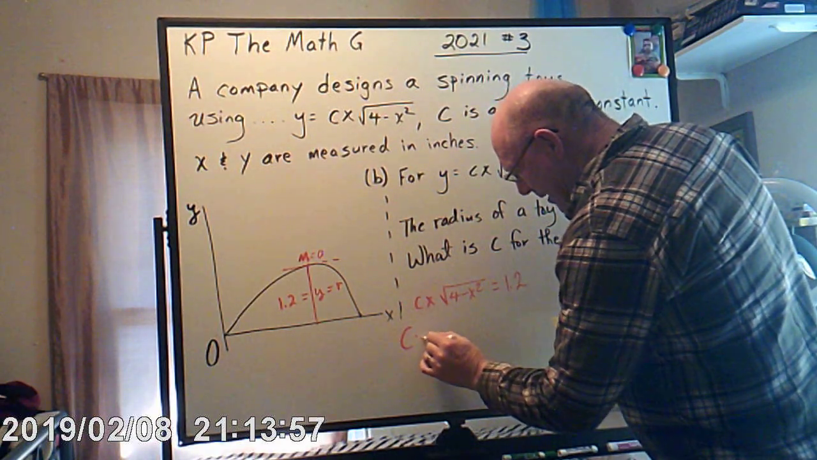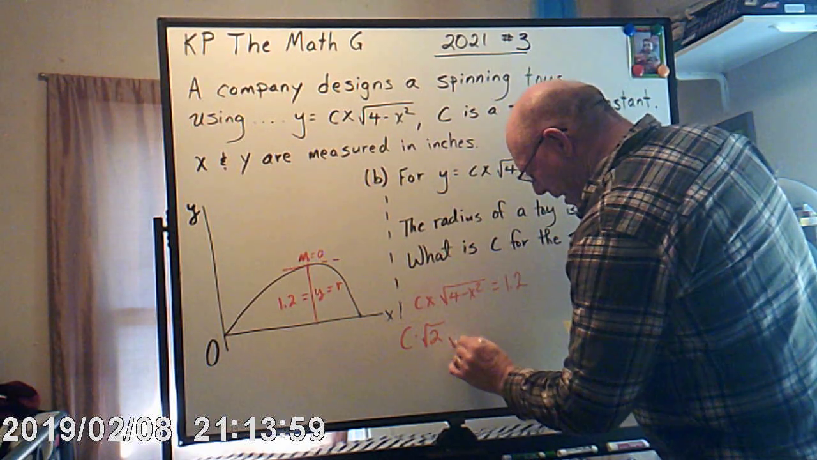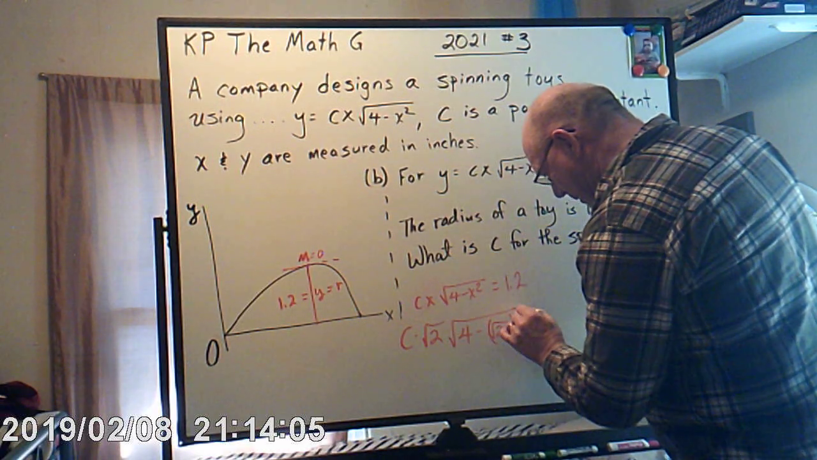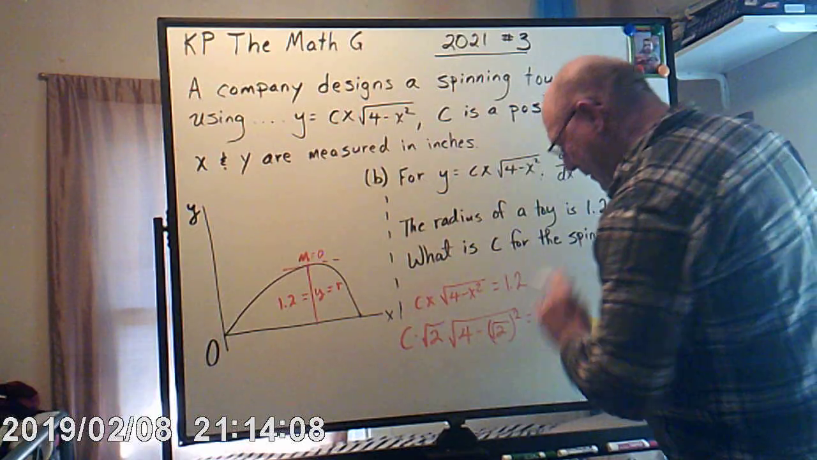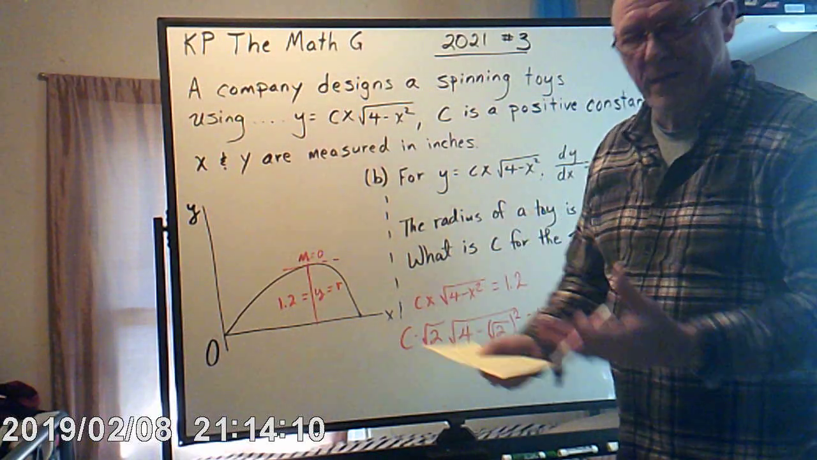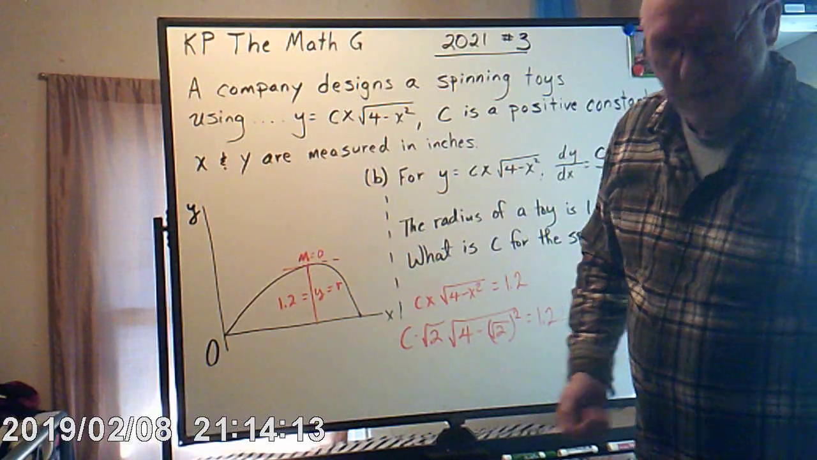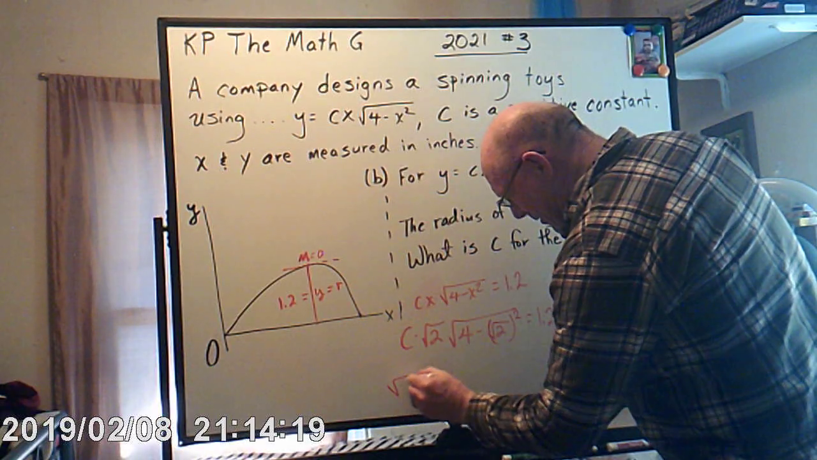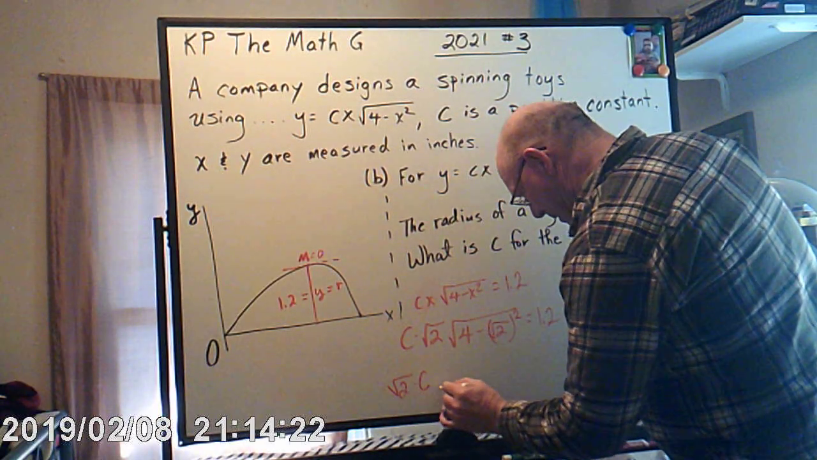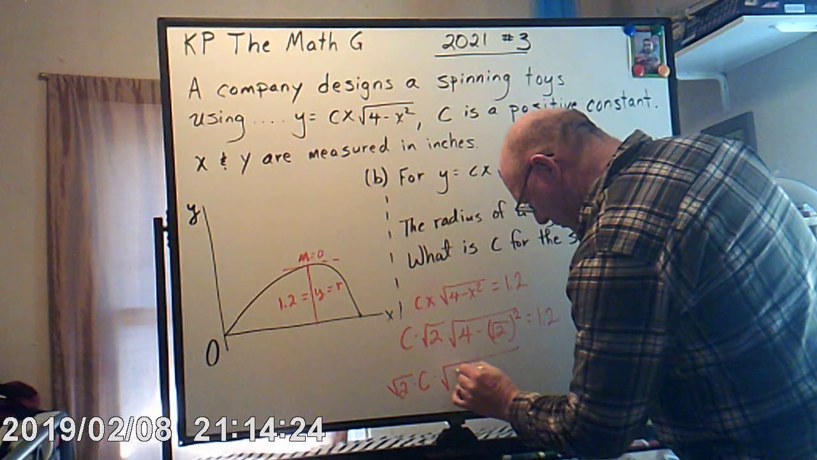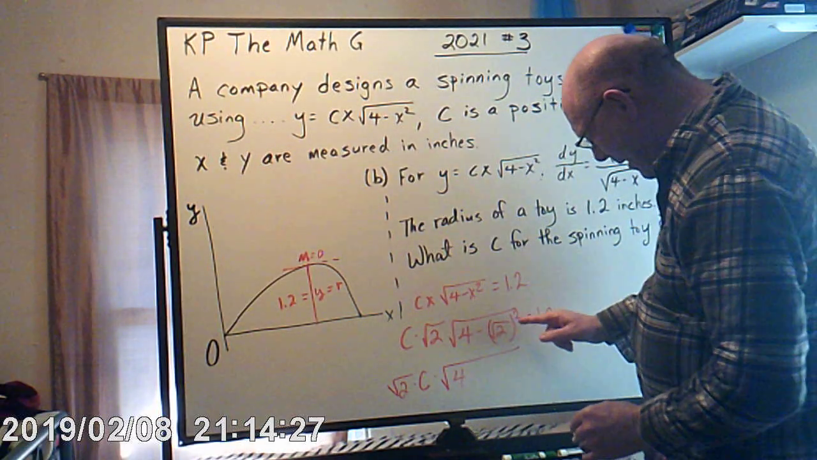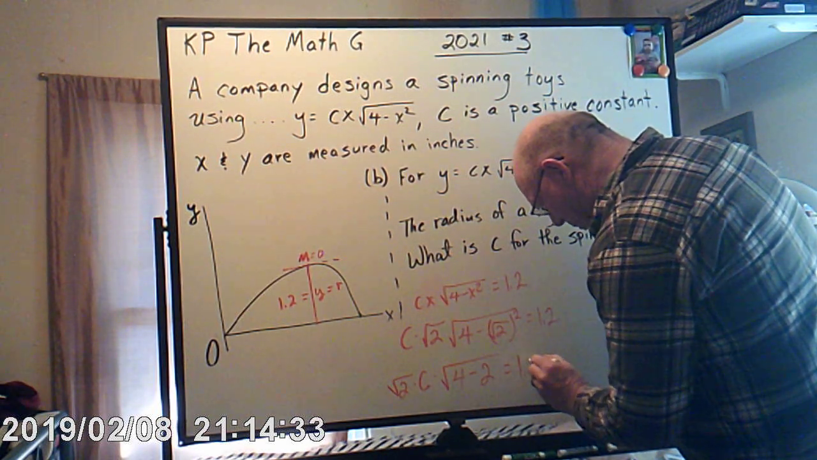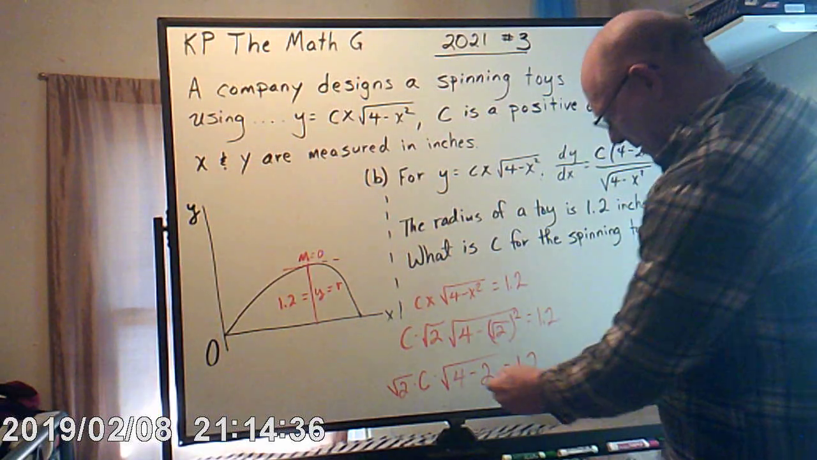So c times the square root of 2, let's see, 4 minus the square root of 2 squared equals 1.2, like this. A little bit of algebra involved in this, and when you do calculus, you gotta remember your algebra skills. So let's see here. This is just the square root of 2 times c, and then times the square root of 4. The square root of 2 squared is just 2, so 4 minus 2 equals 1.2. And that's going to be 2 right there.